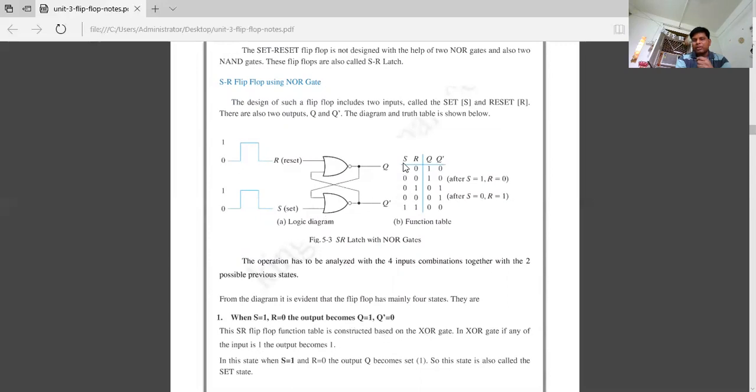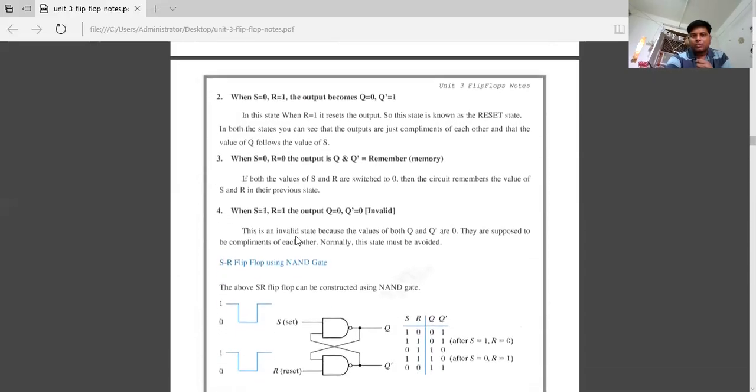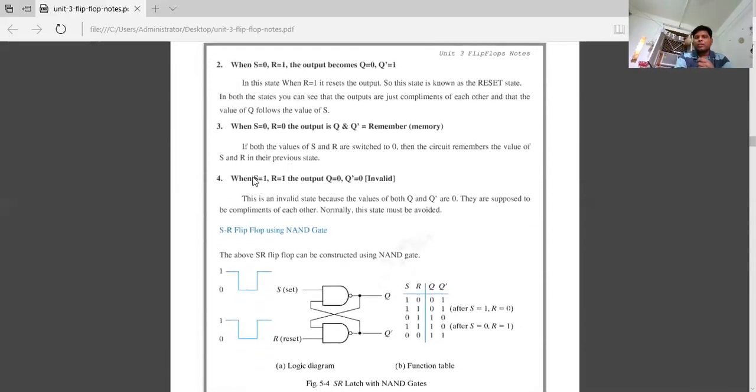Then when set and reset are both 0, the circuit remembers the values of S and R in the previous state. It means that when both are 0, the previous state is saved or remembered.